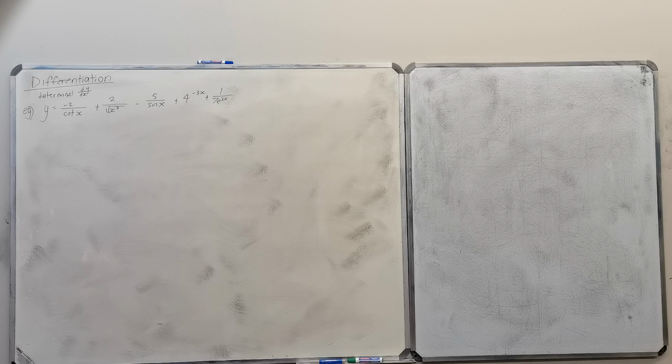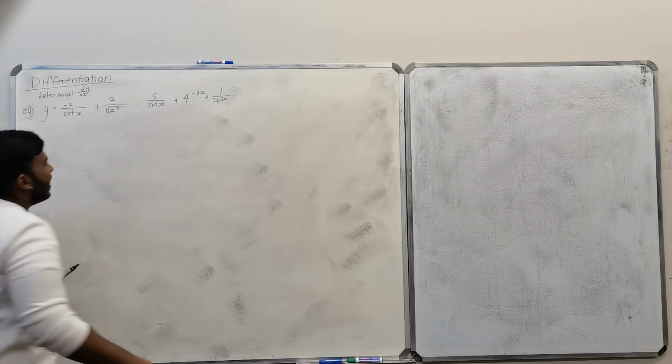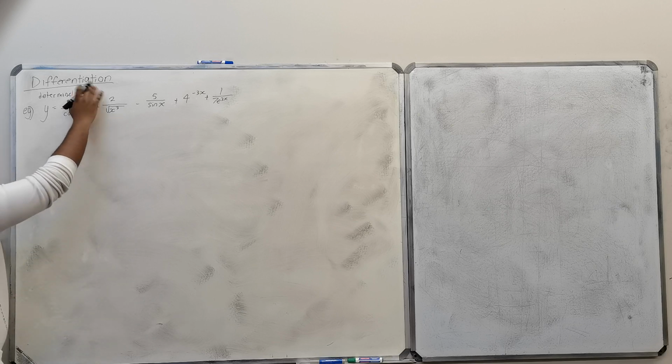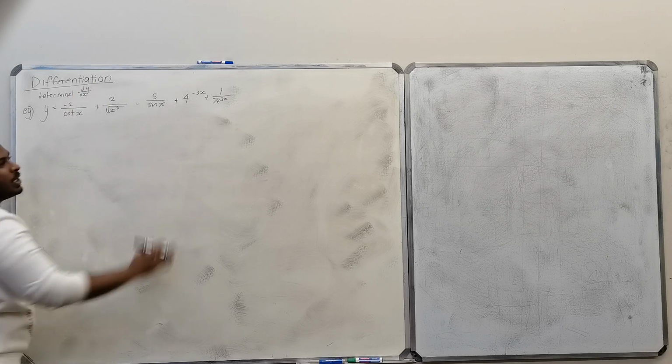Because it's squared. Right, let's do it. Okay. So, sorry about that. Question 1 gets long. Let's do it. So, they want you to work out the dy over dx of this whole equation.